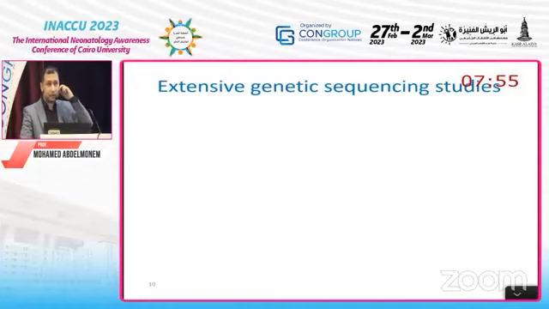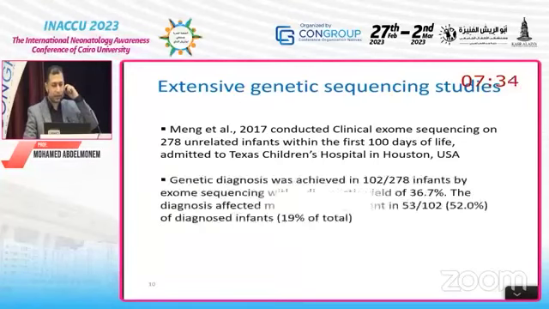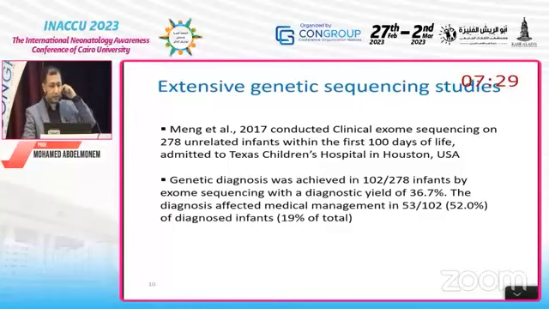Now we are going to talk about some studies that performed extensive genetic sequencing, either whole exome or whole genome, in the neonatal ICU. For example, Meng et al. 2017 conducted clinical exome sequencing on 278 unrelated infants within the first 100 days of life, admitted to Texas Children's Hospital in USA. Genetic diagnosis was achieved in 102 infants by exome sequencing with a diagnostic yield of about 37%. The diagnosis affected medical management in 53 of the 102, which is 50% of diagnosed infants and 19% of total.